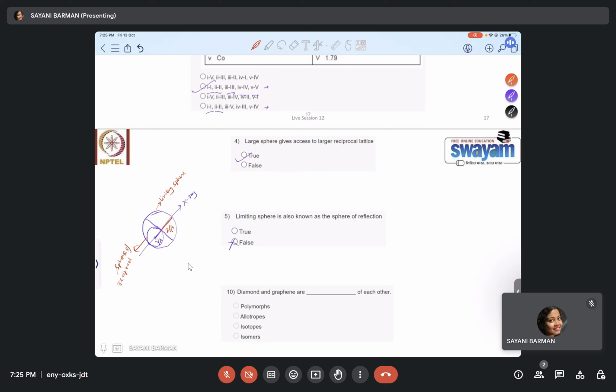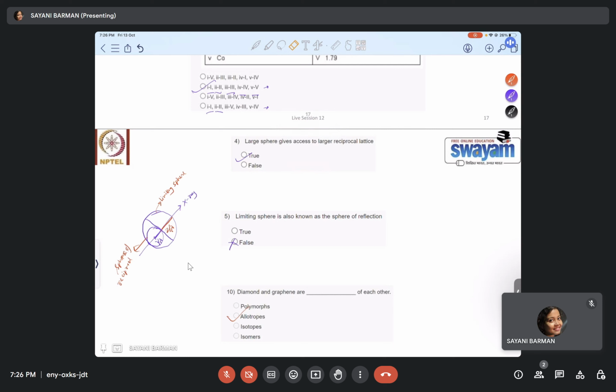Now the next one is: diamond and graphene are dash of each other. They are basically allotropes of each other, but we need to know what each term is called. The options given are polymorphs, allotropes, isotopes, and isomers. I'll give you two or three lines about each. Polymorphs, you already know, are different crystalline forms of the same material, with the same chemical composition but different arrangement of the atoms or molecules, like those used in different pharmaceutical industries.